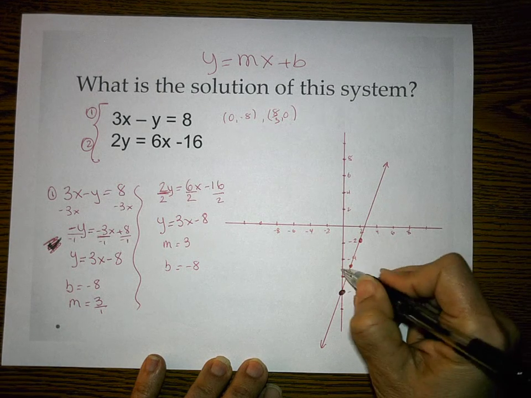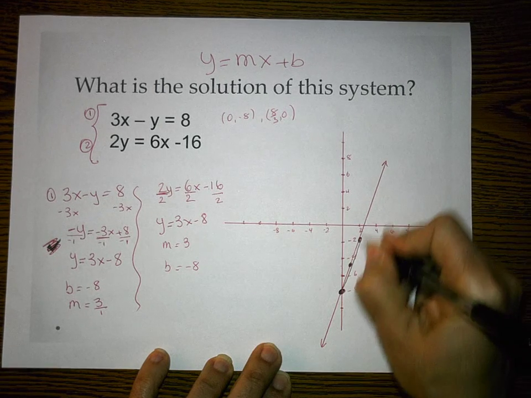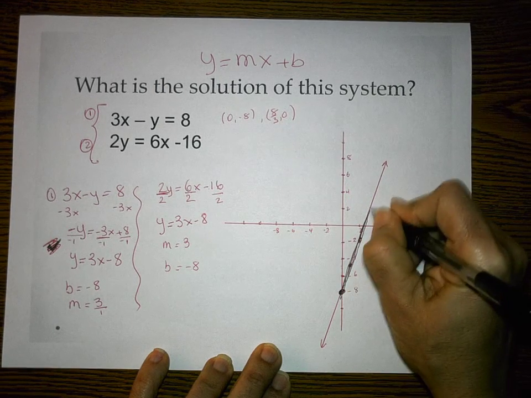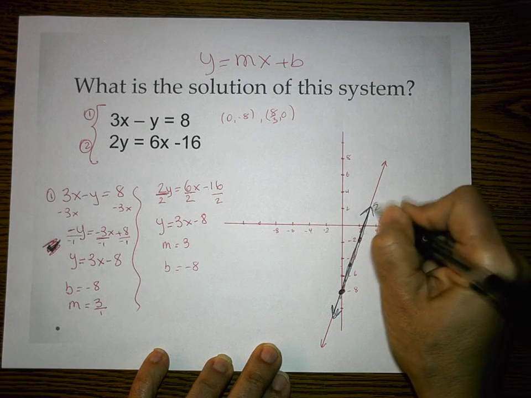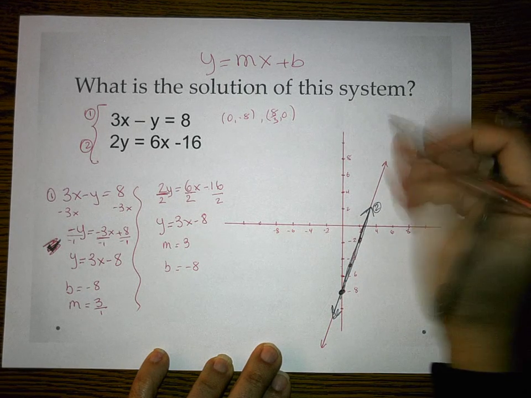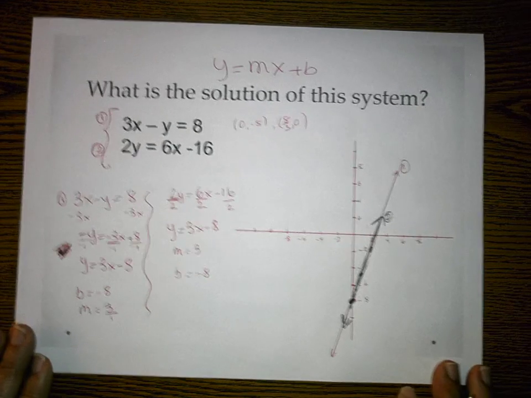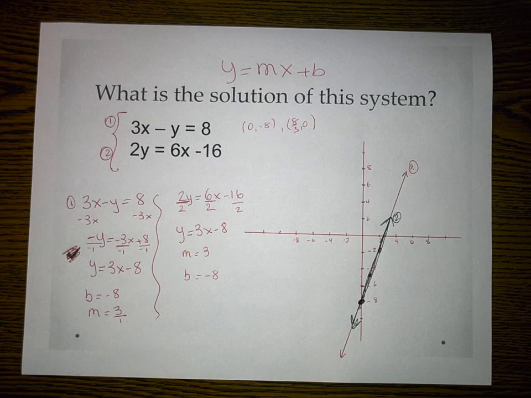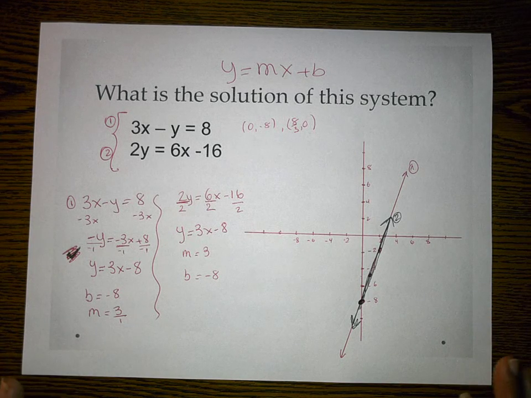Up 3, run 1. Up 3, run 1. And there you go. It is exactly the same line on top of each other. Okay, I'm using 2 different colors, so you can see that that's my line number 2, and this is line number 1. They're exactly the same line. It didn't appear that way at first, but when you work it out, you got the same line. So you see those 3 examples where one is parallel, one are the same line, and when they intersect. I show you all 3 examples.